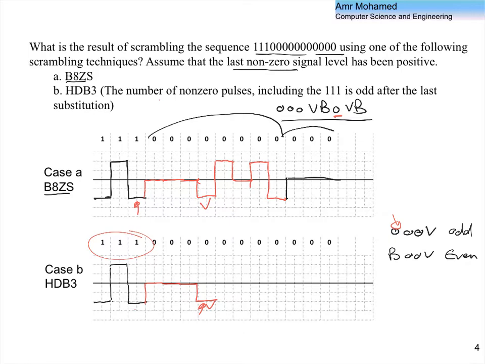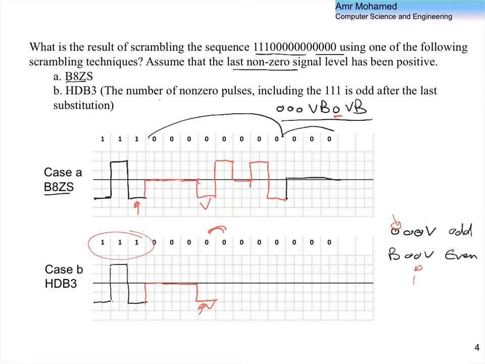Okay? And then we have another 4 zeros. What is the number of non-zero pulses here? It is 0. So between these 4 zeros and the other 4 zeros, we have 0 number of non-zero pulses, or in other words, 0 number of ones. So we go to this substitution.